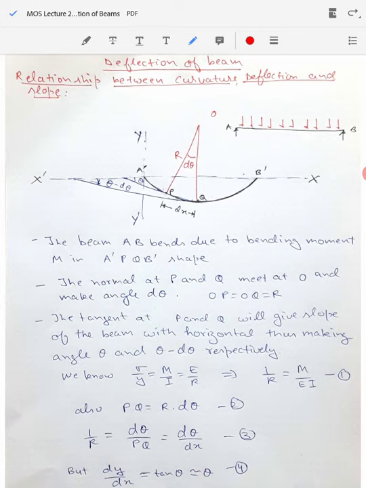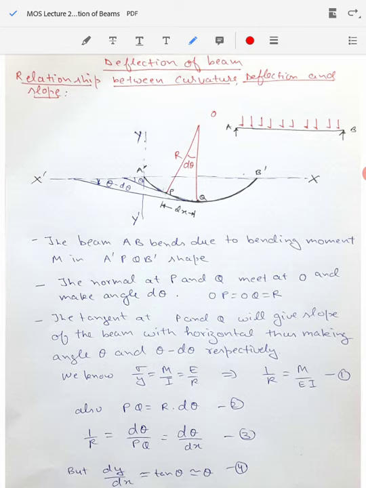Now if we draw normals at the points P and Q of the beam, these normals are shown here as PO and QO. They will meet at point O, and they will make, let's say, the angle d theta here. So if we assume that the beam is in the shape of a circle for a small distance between P and Q, then OP will be equal to OQ, and that will be equal to R, the radius of the deflected beam.